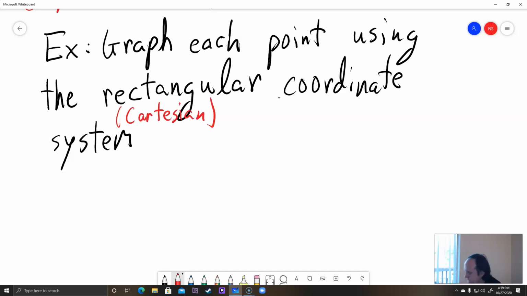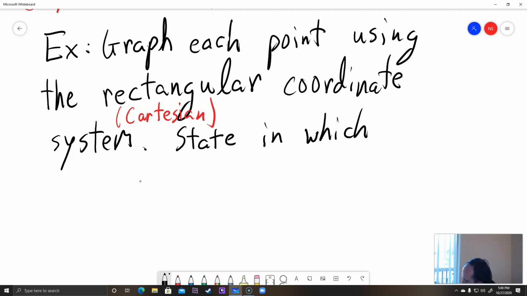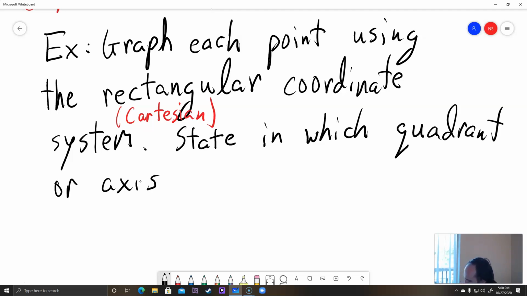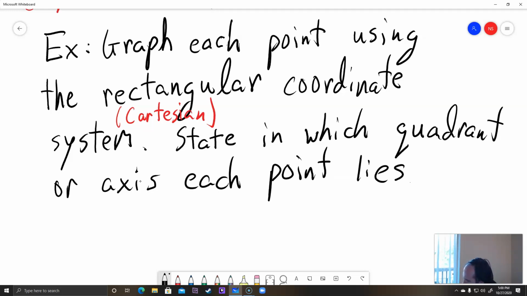Cartesian is just a word based on the guy who came up with the rectangular coordinate system. His name was Rene Descartes. Since his last name was Descartes, they called it Cartesian, just after his name. They also want us to state in which quadrant or axis each point lies.